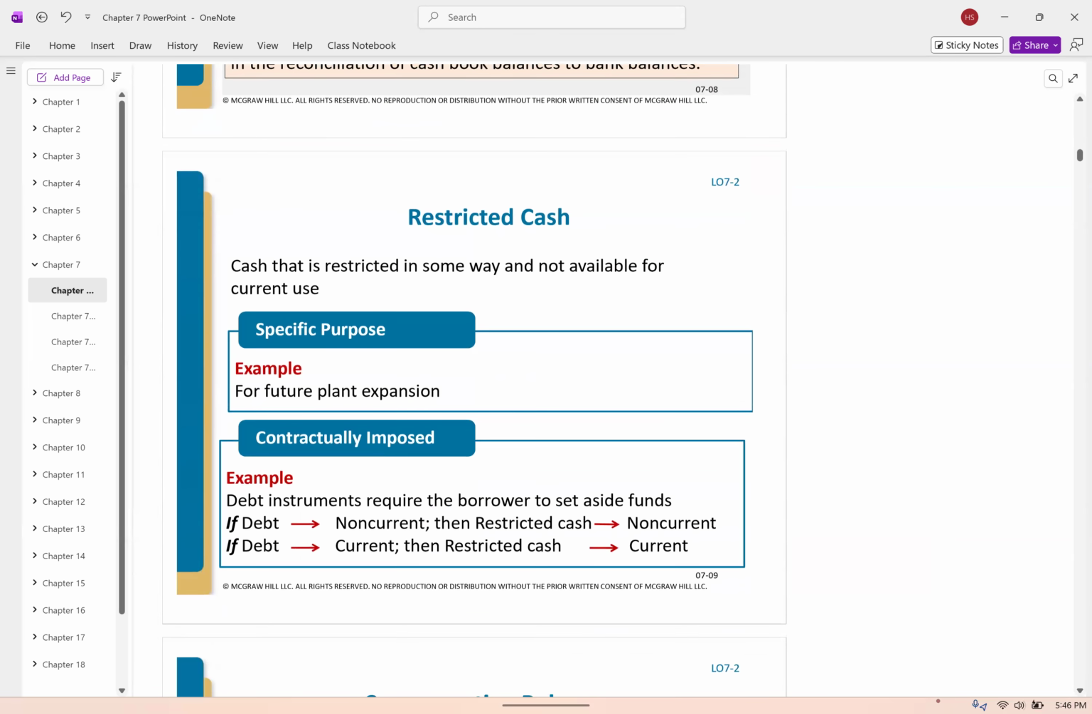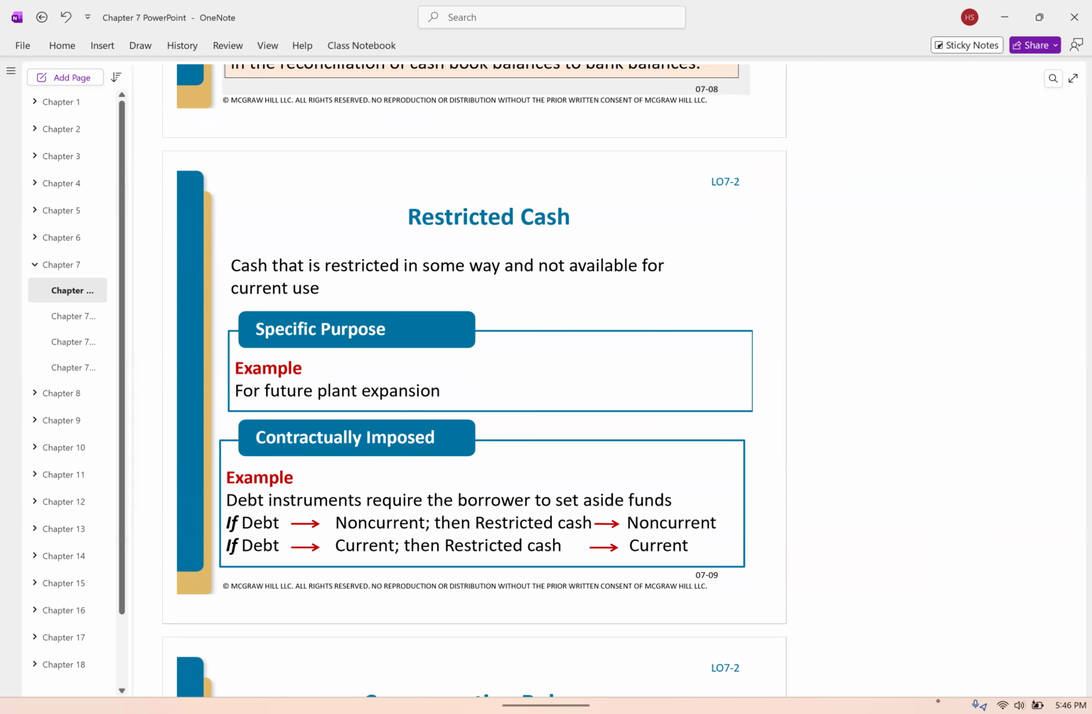And then we're going to come down to restricted cash. Sometimes cash can be restricted for whatever reason. It may be a loan covenant. The bank may have said, we're going to come to an example in a minute, I'm going to loan you $10 million, but you need to keep $2 million in a cash account. Okay. That is a loan covenant.